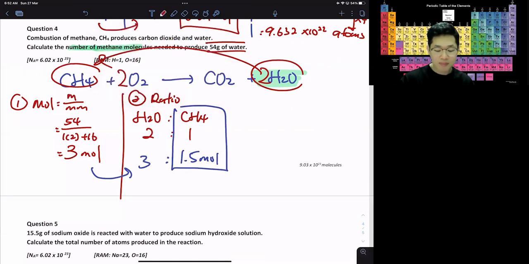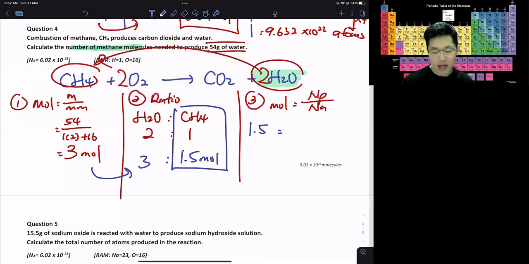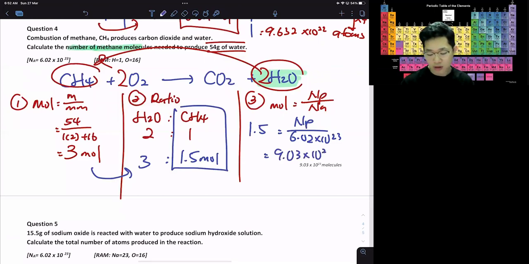The last step I have to do is find the number by using mole equals to NP over NA. 1.5 equals NP over 6.02 times 10 to the power of 23, and I will get 9.03 times 10 to the power of 23.